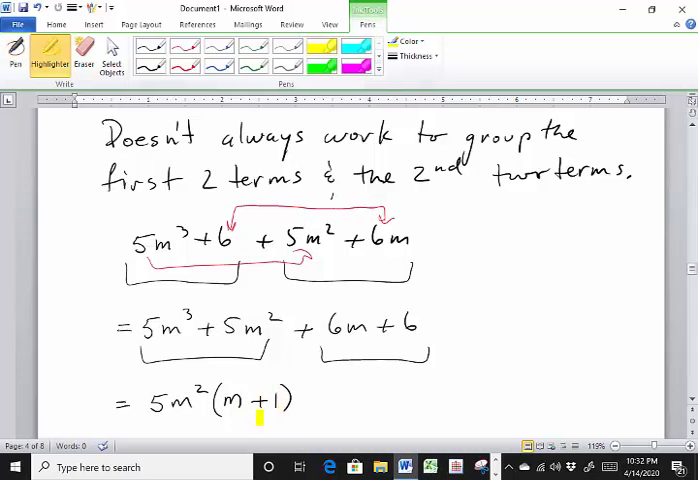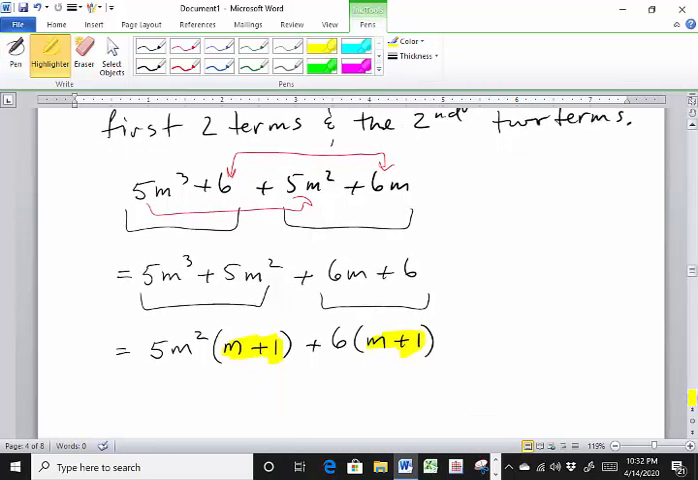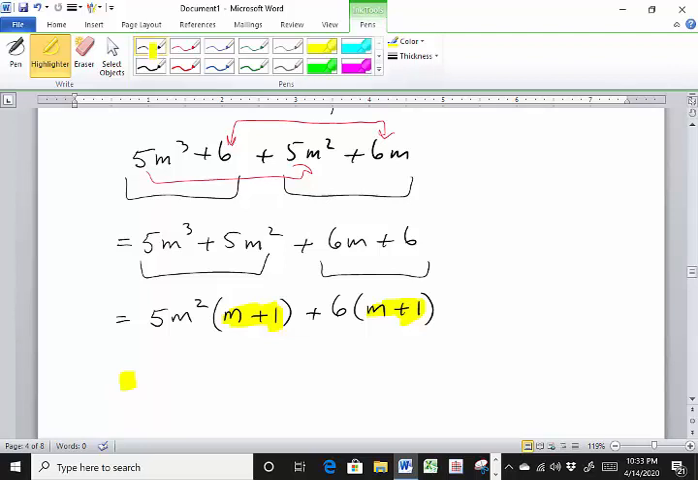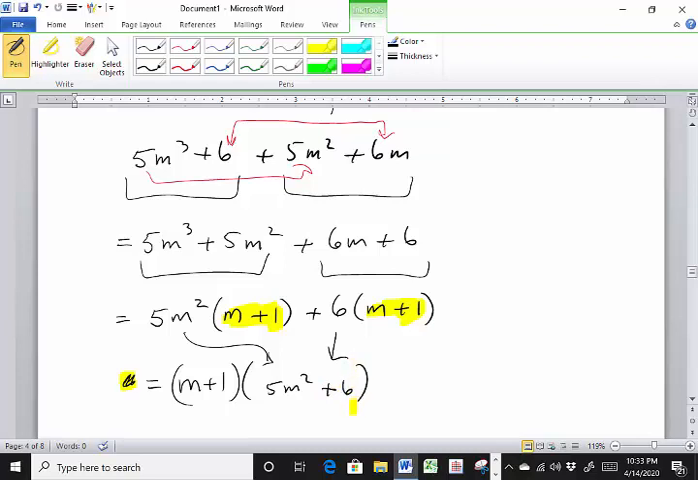So this is my clue. This all works. I should be getting an m plus 1 over here. So plus, GCF is 6. 6 times what gives me 6m? That's m. And 6 times what gives me 6? That's plus 1. And there we go. So from there, we know the GCF is m plus 1, and then just 5m squared, and then the plus 6.